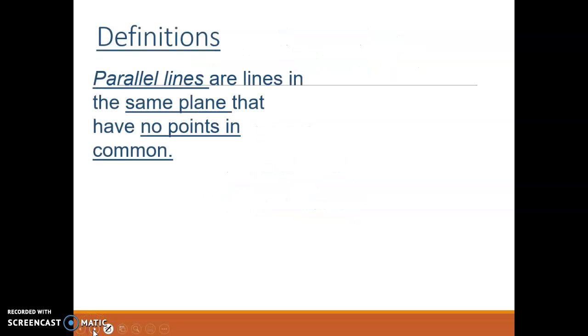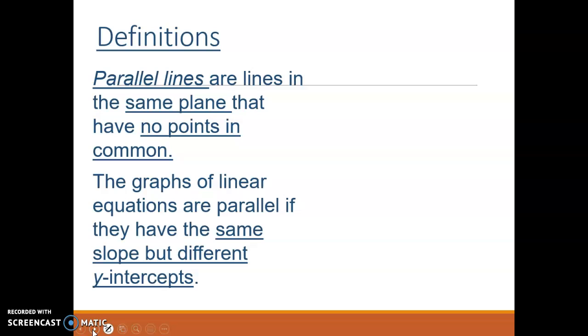Let's take a look at some definitions. Our second part of our objective today was dealing with parallel and perpendicular lines. So just as a reminder, parallel lines are lines in the same plane that have no points in common. They run side by side like a pair of railroad tracks.